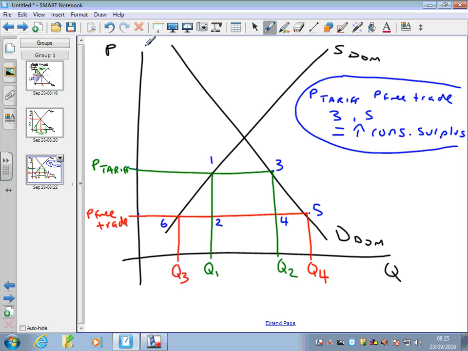Domestic producers will be less happy. So when you think about the domestic supply, they will lose some producer surplus. So these guys will lose the area, price tariff, price free trade, 6, 1. So in other words, that, and that. Okay.